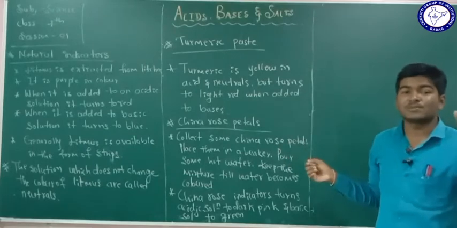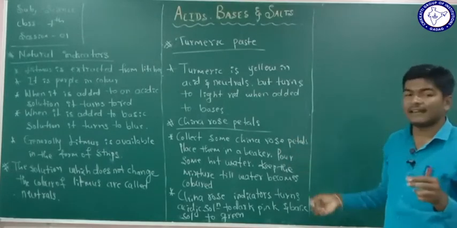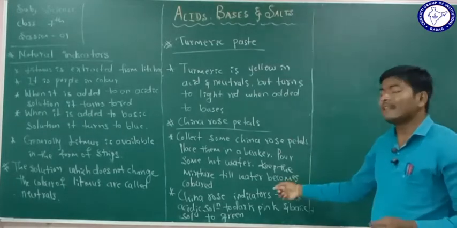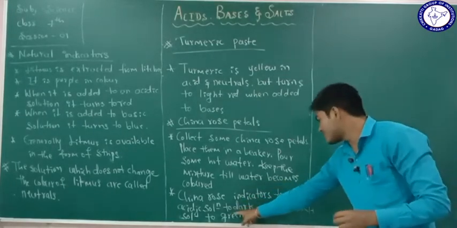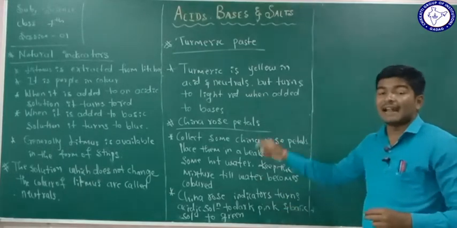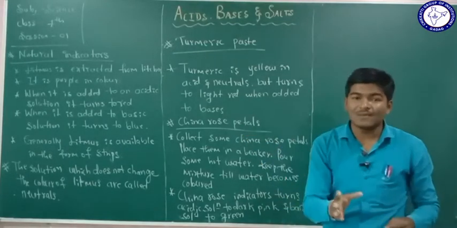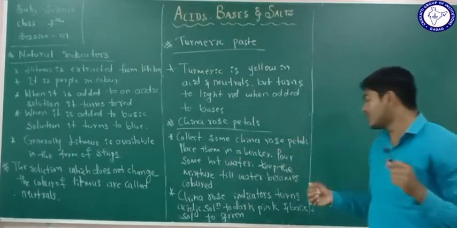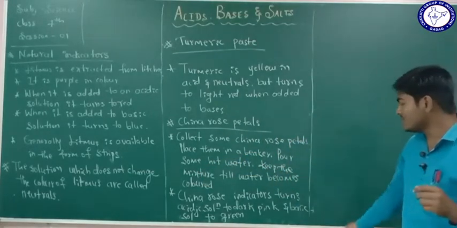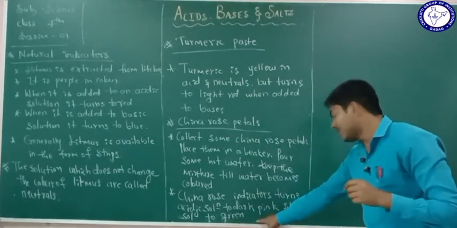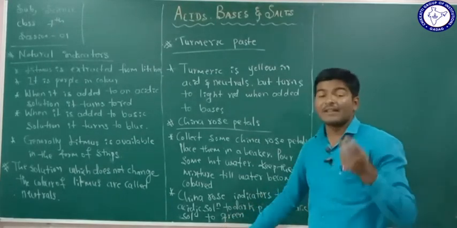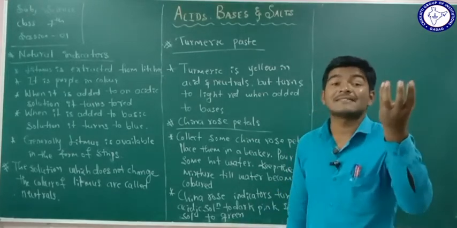So what is the characteristic of the China rose petal indicator here? When the China rose petal indicator is added to a solution, if it contains an acid, then the color of the solution changes to dark pink. Then that confirms the solution contains acids. If the color of the solution doesn't change, or it changes to a greenish color, a black greenish color, then that solution contains bases.